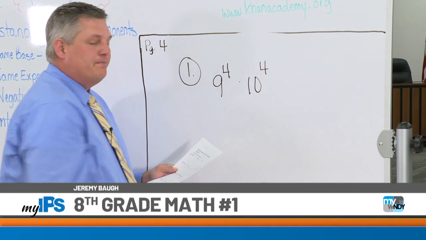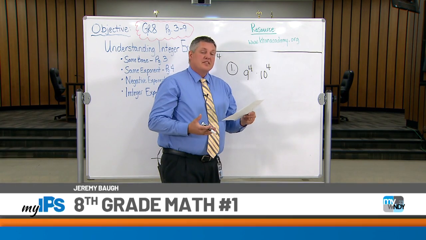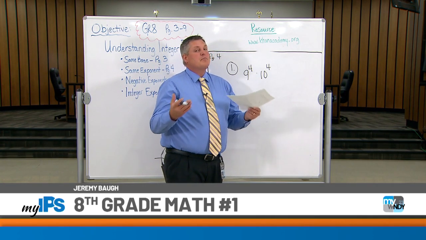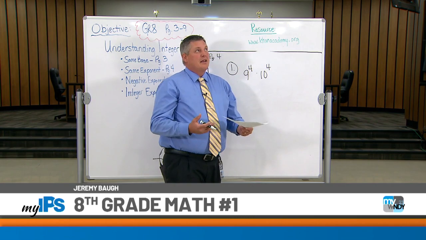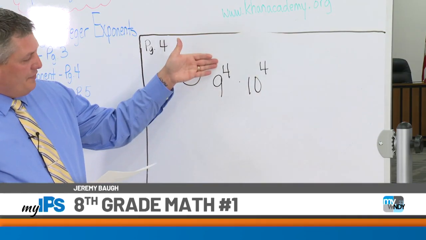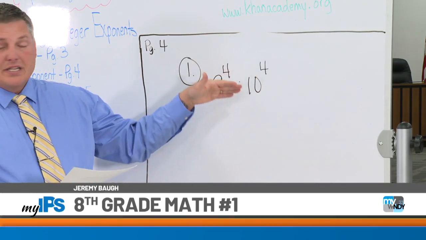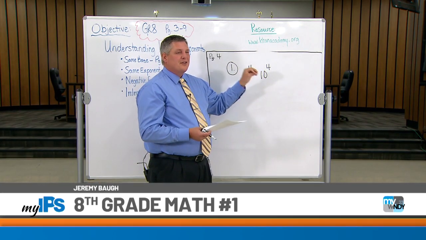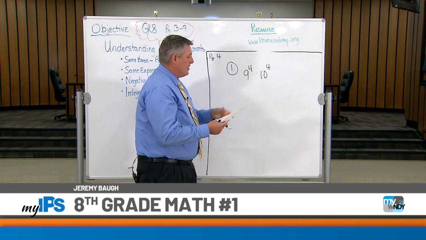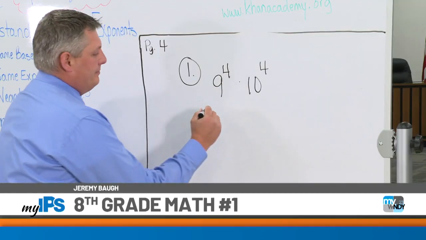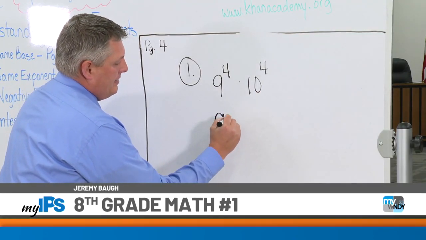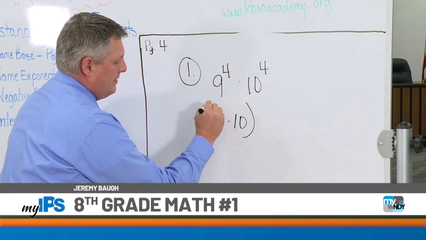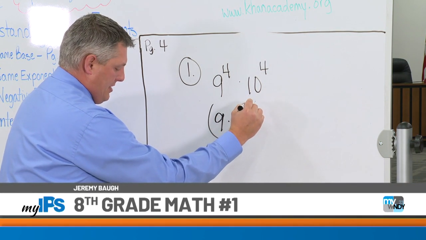What do we do? Well, the base number is not the same, but it's still going to be multiplied by the same exponent. And if you did 9 to the power of 4 and you solved, and you did 10 to the power of 4 and you solved, and then you multiplied those two together, you're going to get the exact same answer as if you did this: 9 times 10 to the power of 4.